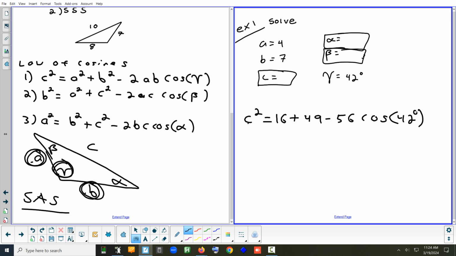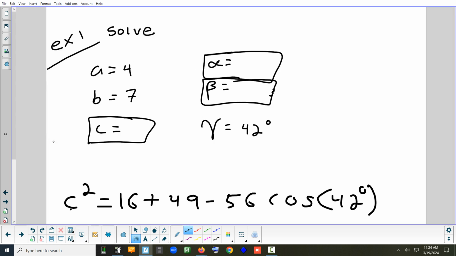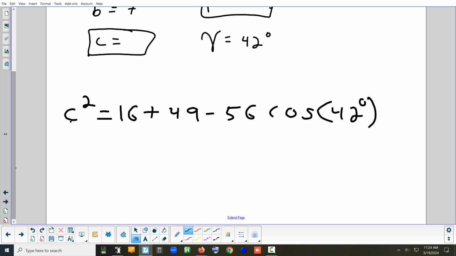All right, now we just have to simplify that. Okay, I have like terms I can combine. What are my like terms that I can combine with addition? 16 and 49. Don't do minus 56 because that has to be multiplied first, okay, if you follow PEMDAS. What's 16 plus 49? 65.